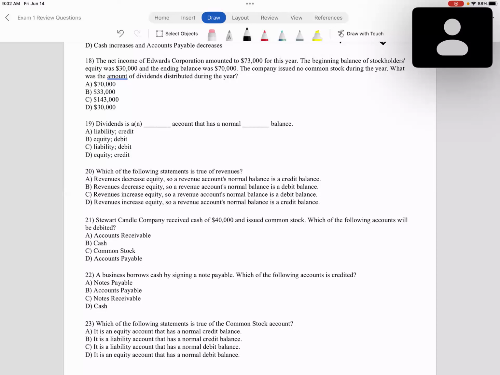Okay. Net income of Edwards Corporation amounted to $73,000 for this year. Beginning balance of stockholders' equity was $30,000. Ending balance was $70,000. The company issued no common stock during the year. What was the amount of dividends distributed during the year?